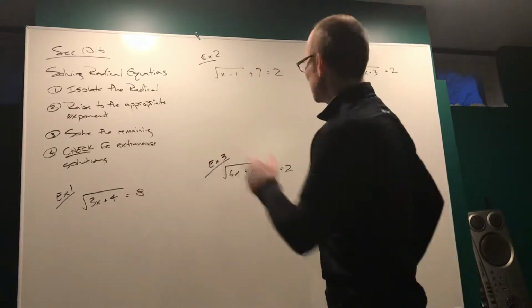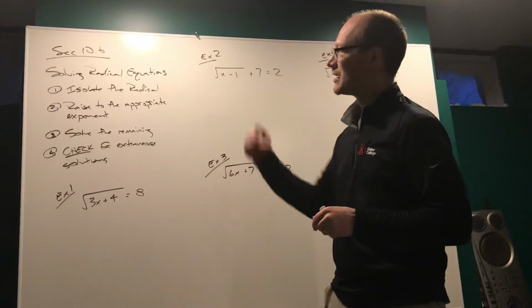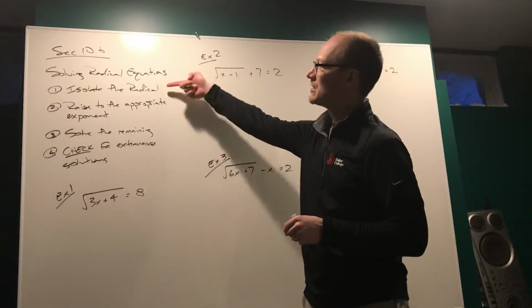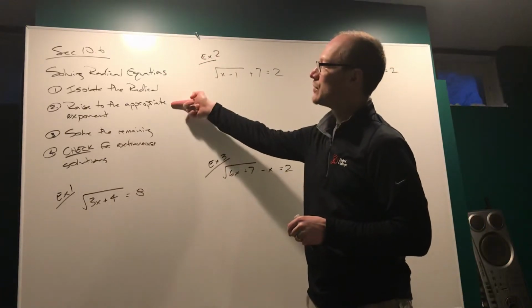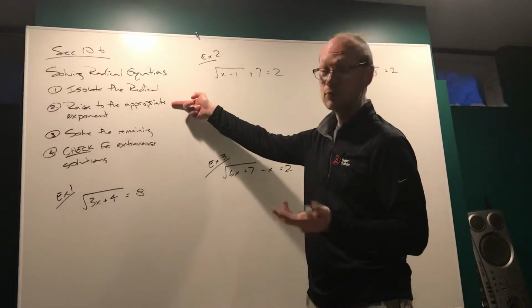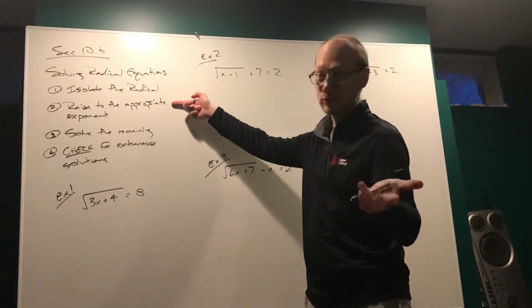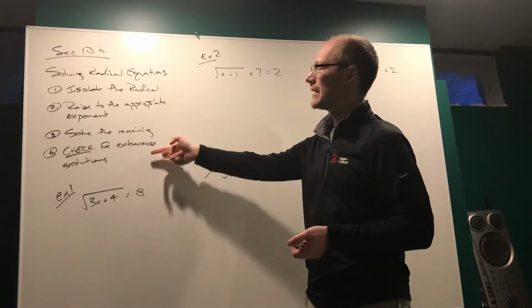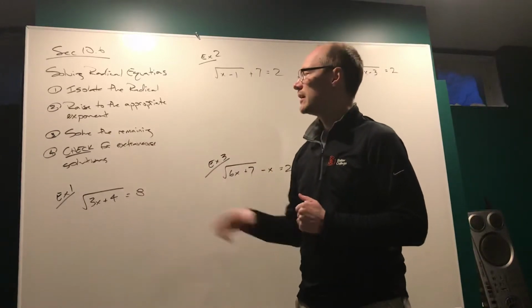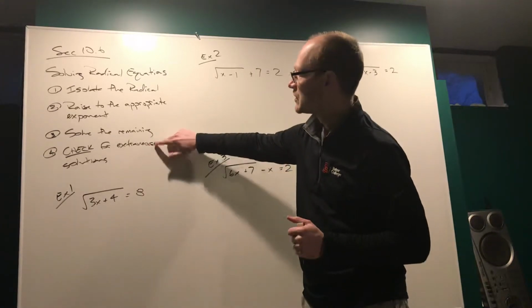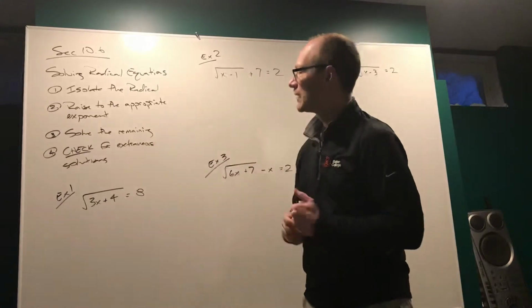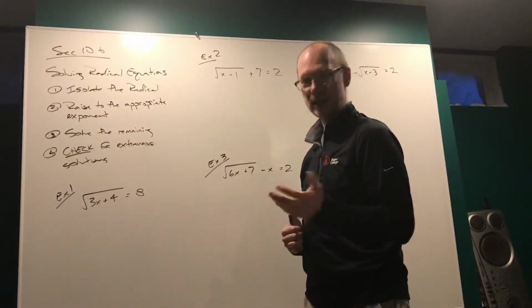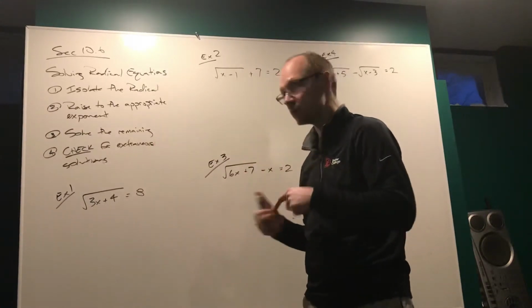Section 10.6, solving radical equations. I've written some stuff on here already because I want to be able to move through these. There are basically 4 steps to these. Isolate the radical, raise to the appropriate exponent. If it's cube rooted, you'd cube. If it's square rooted, you'd square. Solve what remains and check for extraneous solutions. Extraneous is simply a fancy way of saying an extra solution. It isn't a real solution.